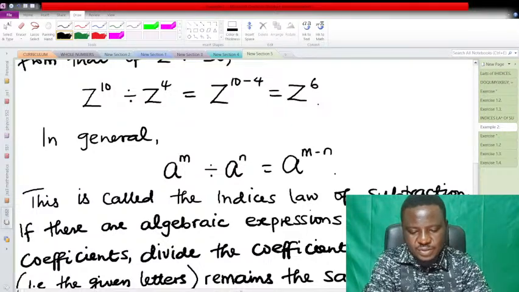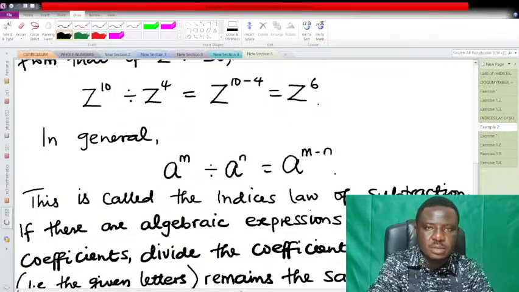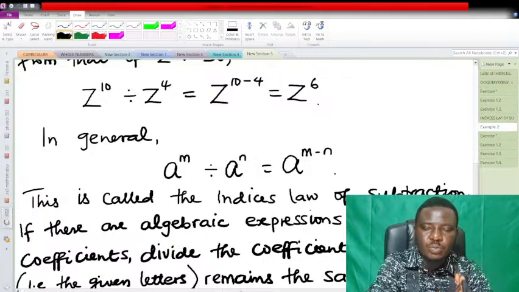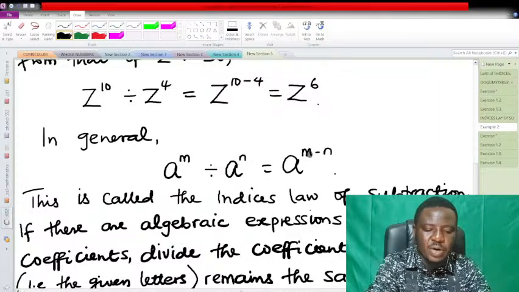With all of this, if you have two given indices to simplify, the law says once their bases are equal, subtract their powers so that your answer becomes the base, which is the same constant, raised to the power of the difference of their powers.